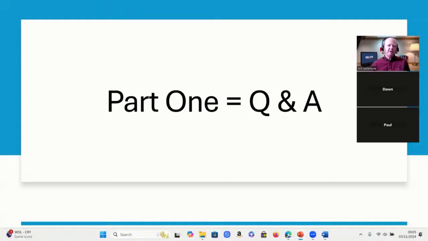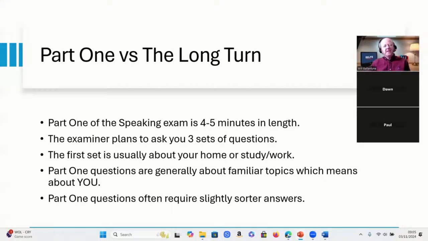And as I said, the first part is like a Q&A. That's what we call question and answer. I quickly ask you a question, you give me the answer. Then I ask you another question, you give me the answer. And that's part one. And as we talked about before, it's about 4 to 5 minutes in length.